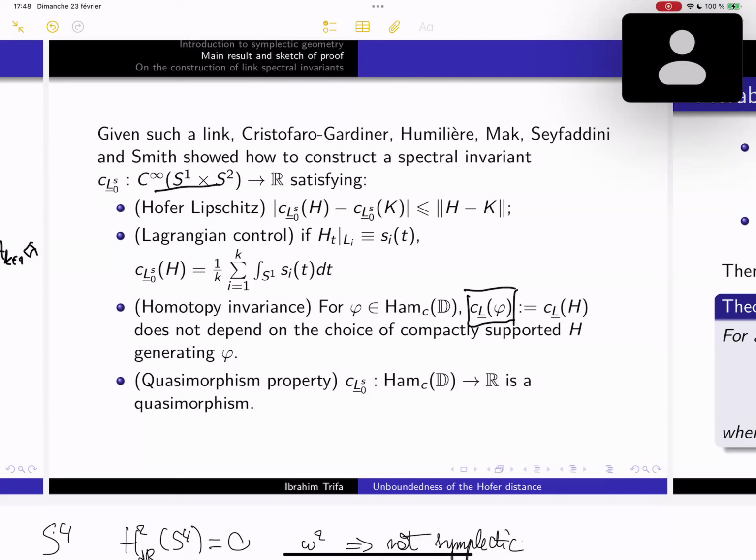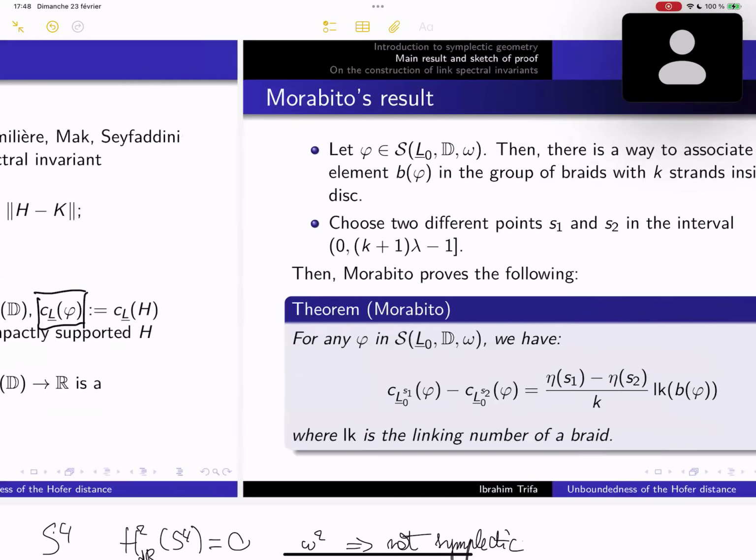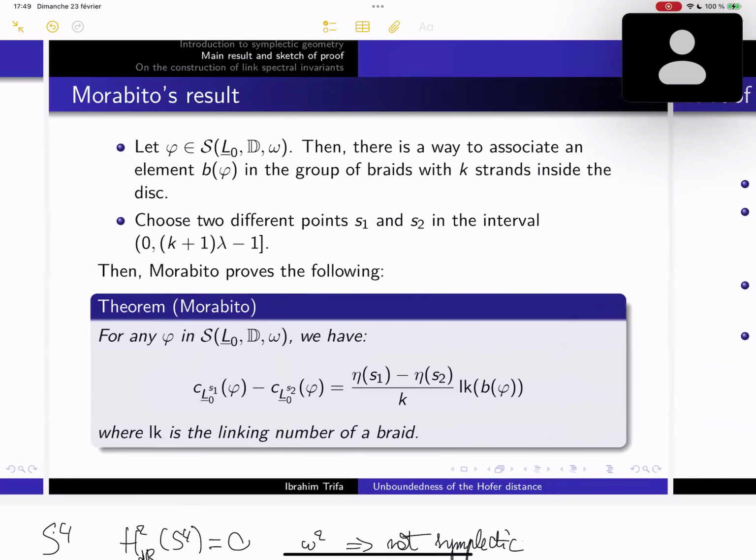So now we're one step closer to finding our desired quasimorphism. As of now, it's not vanishing on the stabilizer of our Lagrangian link. So we will need to vary this parameter s here and take a linear combination of those spectral invariants to get a quasimorphism vanishing on the stabilizer. To do this, I will apply a theorem by Francesco Morabito. He showed the following.